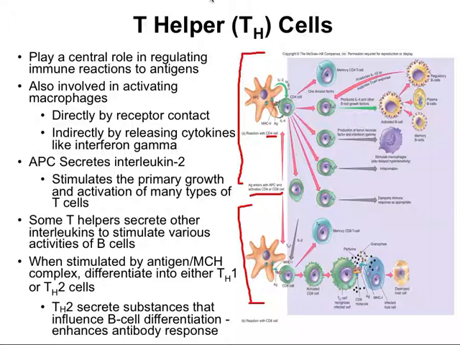They play a central role in regulating immune reactions to antigens, but they're also involved in activating macrophages. They can either directly contact macrophages, or they can contact them indirectly by releasing cytokines like interferon gamma to activate the macrophages. Either way, the antigen-presenting cell is going to release interleukin-2, and that interleukin-2 will stimulate development of a number of different types of T cells, each of which you can see here. Some T helpers will secrete other interleukins that stimulate various activities of B cells. So when they're stimulated by an antigen MHC complex, as you see here, they'll differentiate into predominantly T helper 1 or T helper 2 cells.